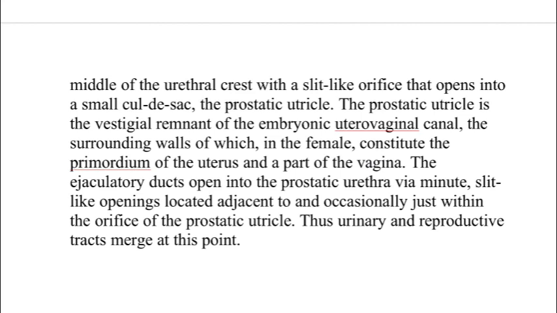So in females, you have what we call the primordium of the uterus and a part of the vagina surrounding the embryonic uterovaginal canal. But in males, what you have is the prostatic utricle.